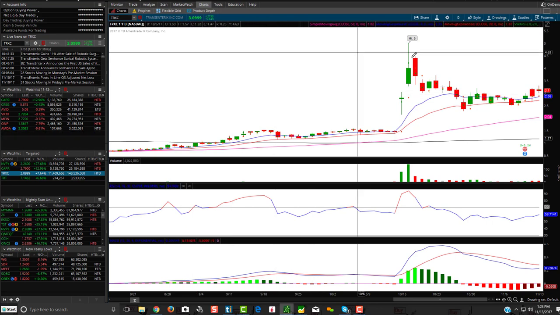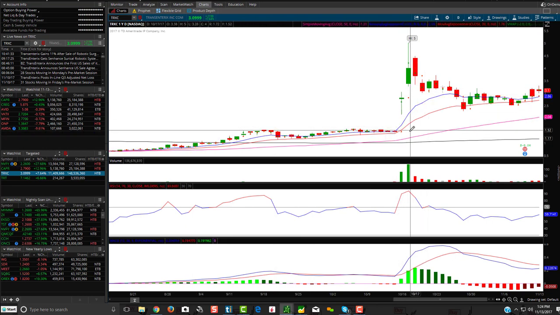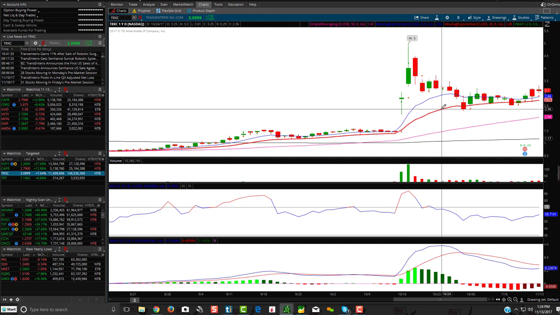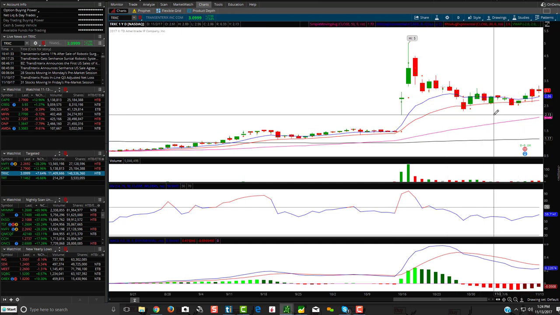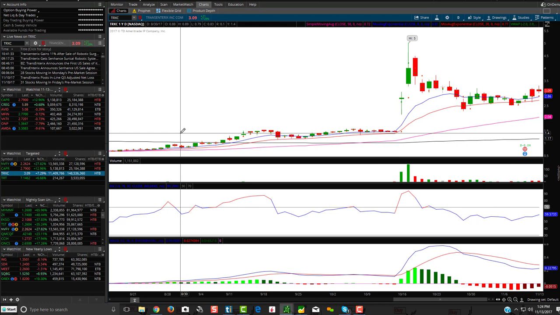I'm on just a random stock right now. You'll see the 9 is in blue, the 20 is in red, the 50 is in purple, and the 200 is in black. When price is above all these moving average lines, it's bullish. When it's below them, it's bearish. When it's in between, a lot of times it's in consolidation mode. When moving averages cross over, that's a potential bullish sign.